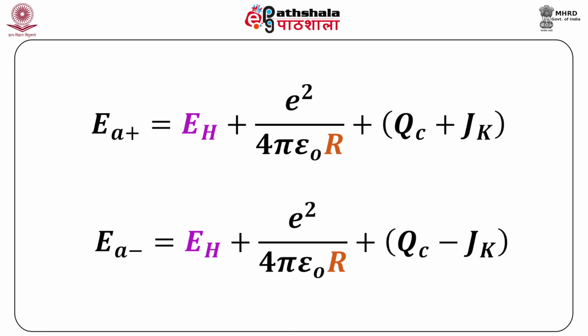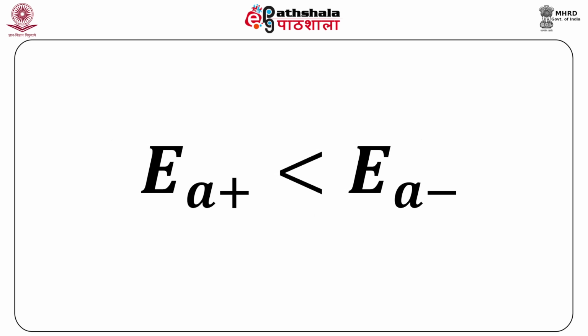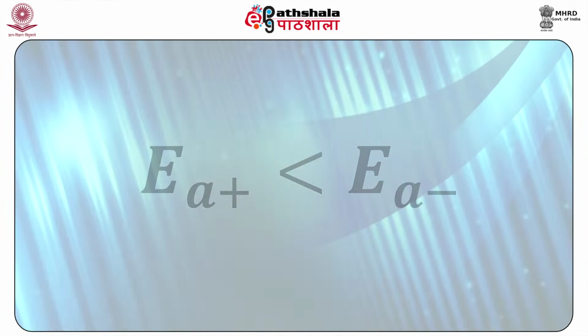So these two energy values get further simplified if we assume S to be equal to 0. Then since Q and J are negative, one can notice from these expressions that the energy EA plus, that is of the bonding molecular orbital, is less than the energy of the anti-bonding molecular orbital EA negative.